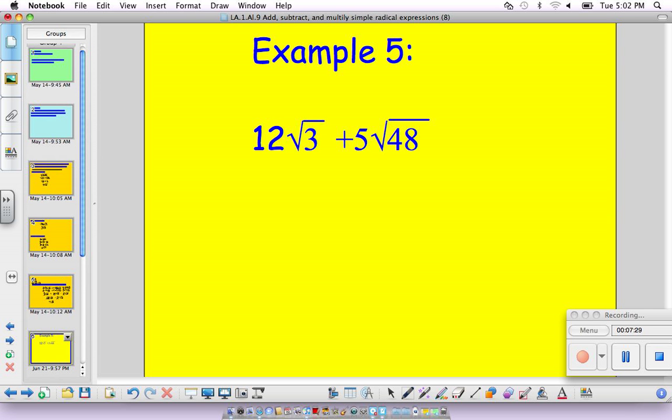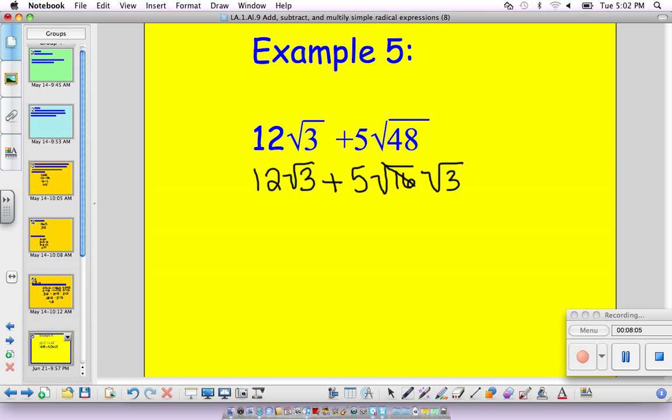Last example. Example 5. 12 times the square root of 3 plus 5 times the square root of 48. There's not anything I can do to simplify 12 times the square root of 3. However, I can break this one down. The 48 will break down 16 times 3. So I'm going to rewrite this one. This is still 12 times the square root of 3 plus 5 times the square root of 16 times the square root of 3. Again, this one can't be simplified, but I can simplify this one.